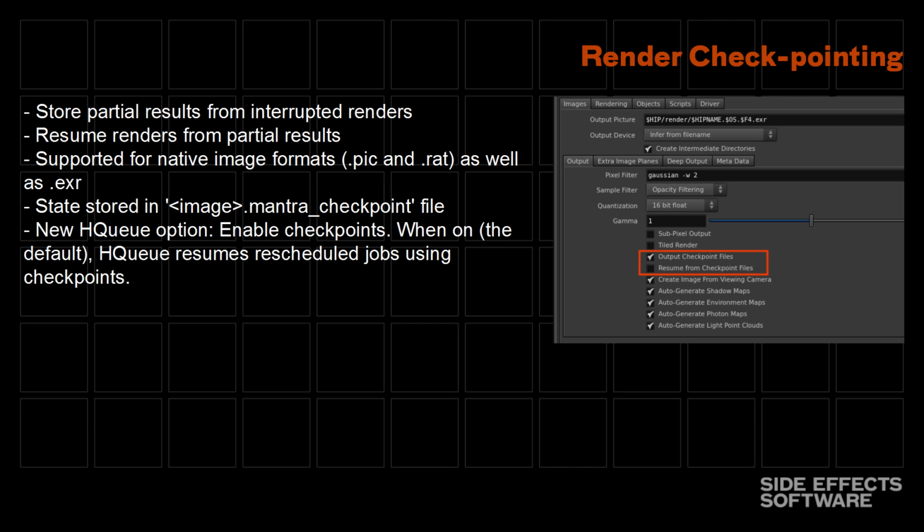So the notion behind it is that we store partial results and pixel samples from interrupted renders. The temporary tiles that are currently active in the renderer are flushed to disk at specified intervals. And so we have basically an image file that lives alongside the image that's being rendered that contains all this state information. And so when we come to restart the render, we have the option to resume the render from partial results.